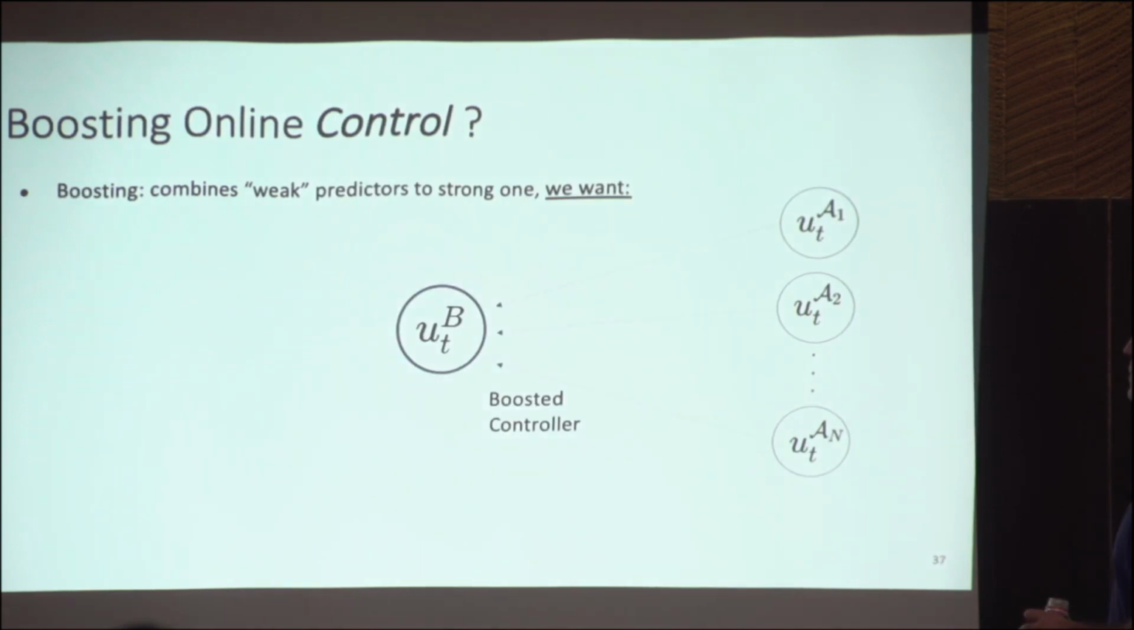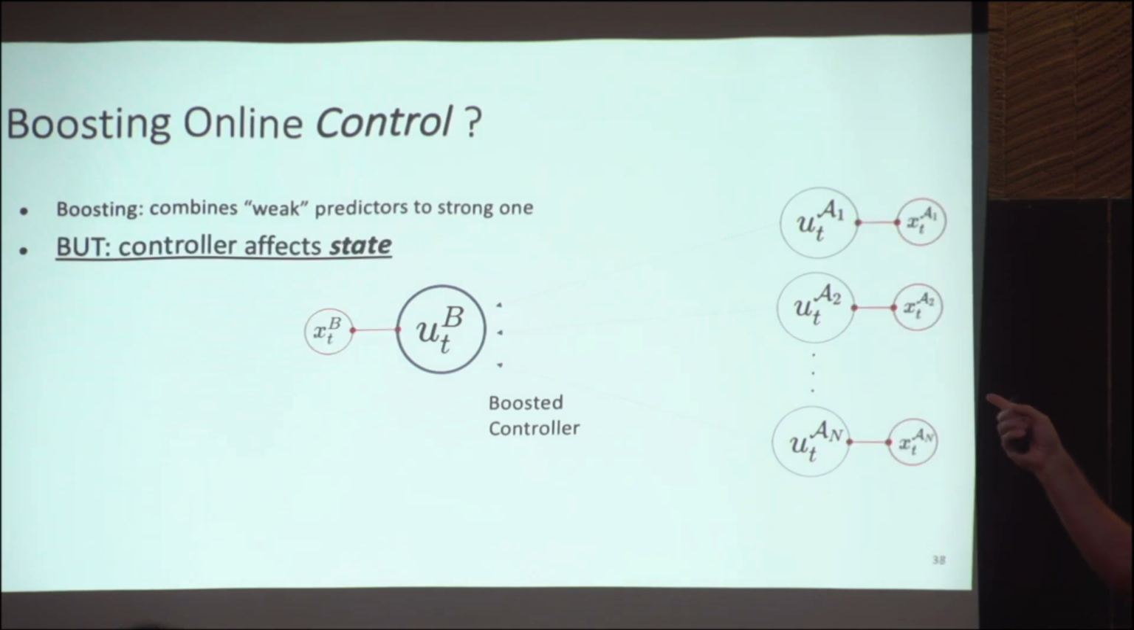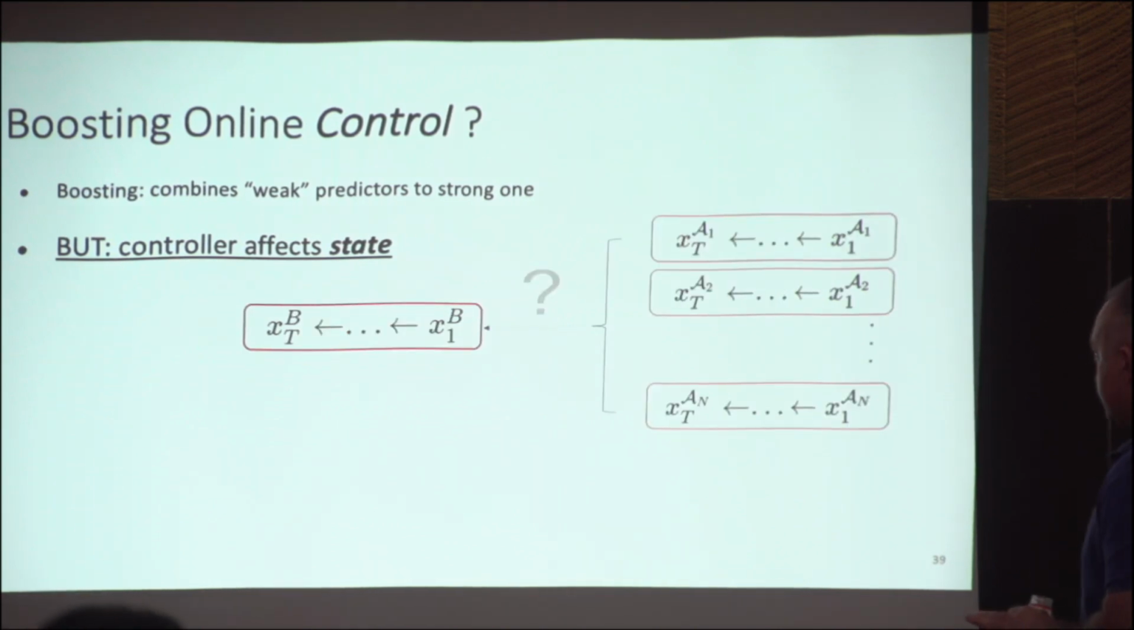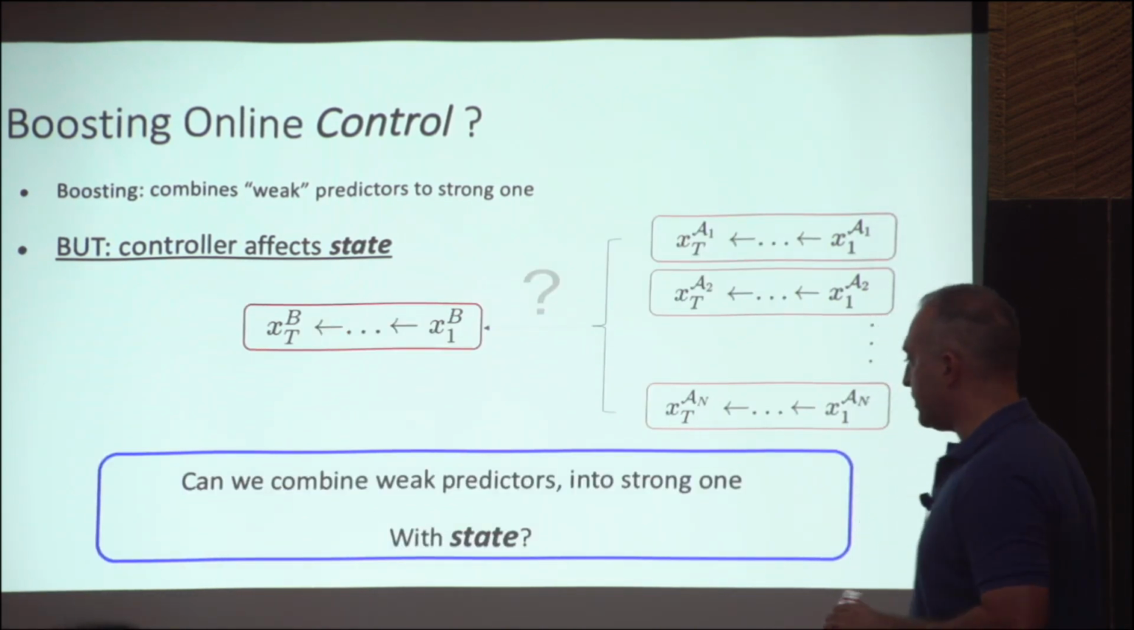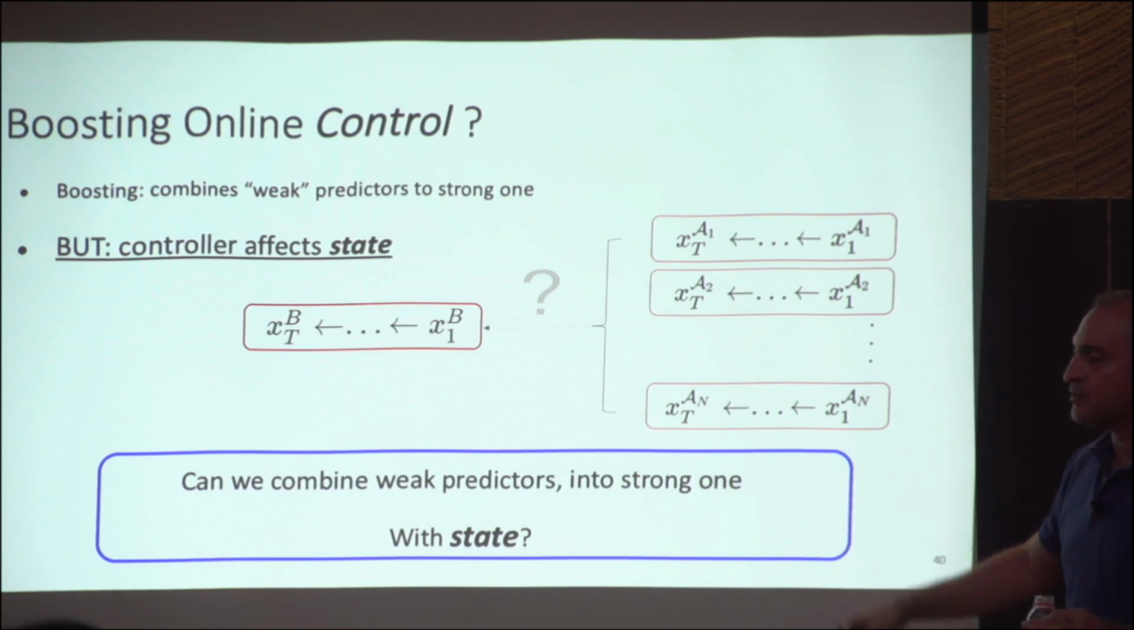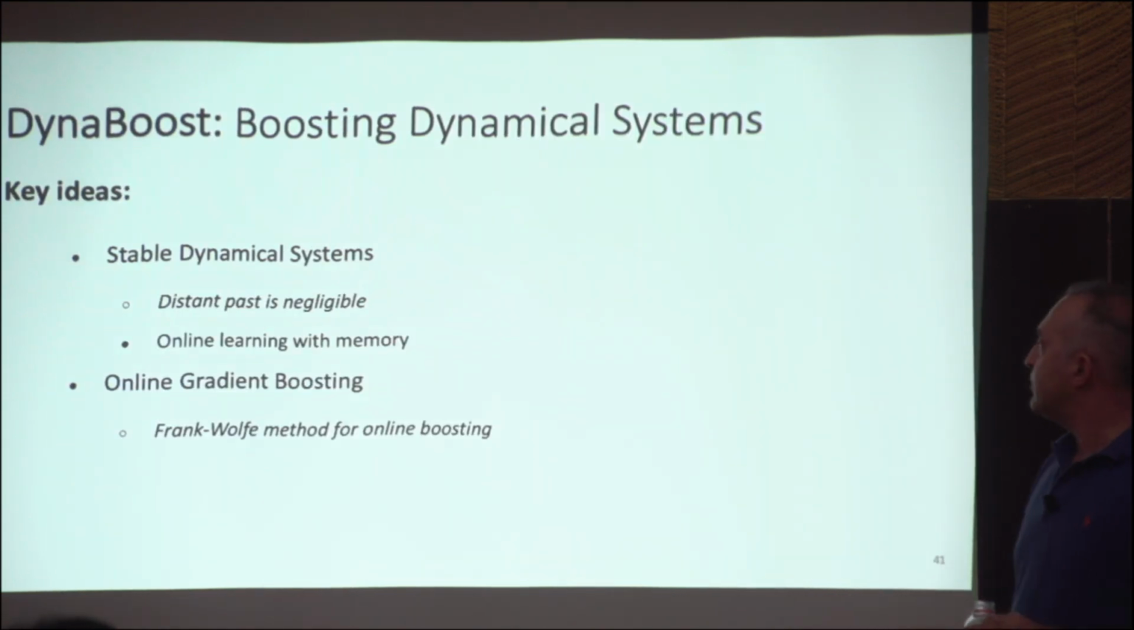Okay. I want to use this for control, but for control, there is a problem, right? I have these states here. Every weak learner has a state. I can't just take the residual of one and convert it to the other. The first has one state, the second has a different state, and so on. So it doesn't make sense to do it. So the question is, how can we combine these weak predictors into one with state?